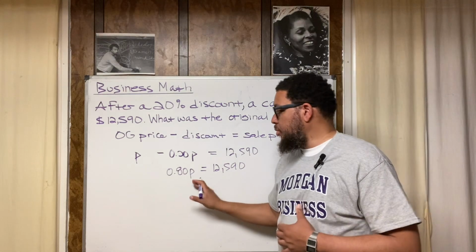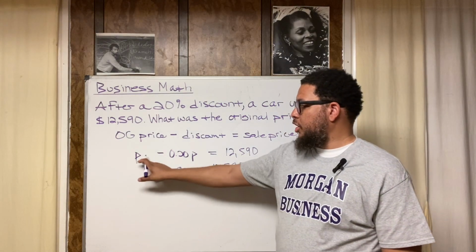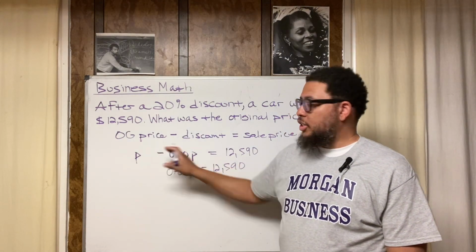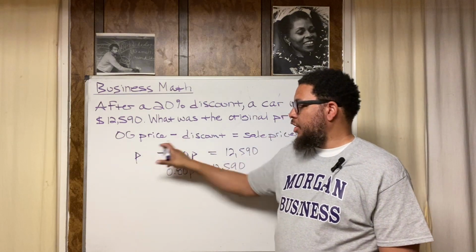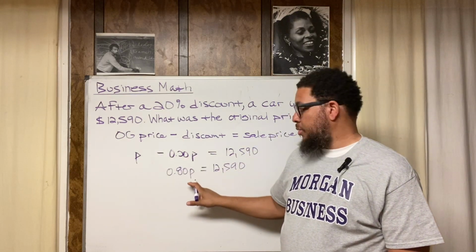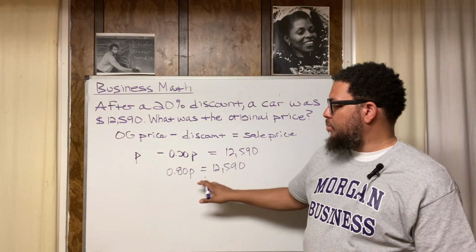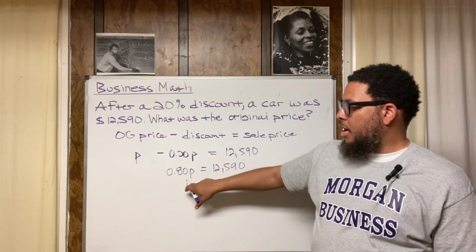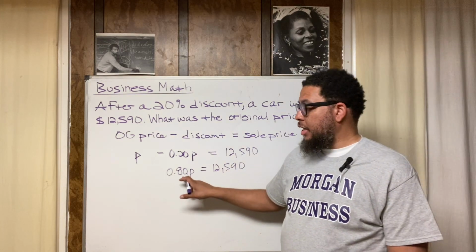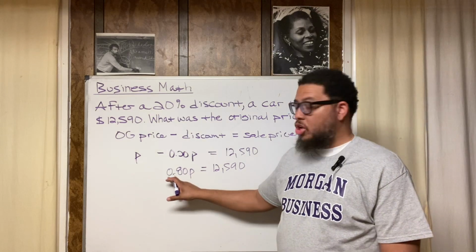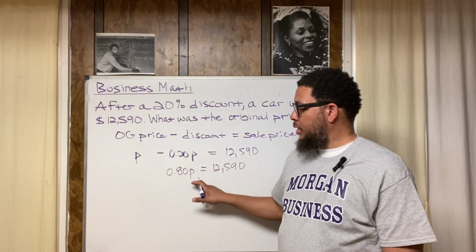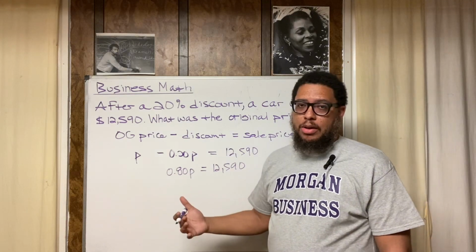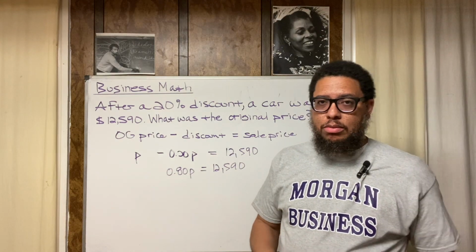So now I have the variable in one place, because before we had the variable in two different places. That's a challenge for us, so we had to fix that. We need the variable in one place if we want to solve for it. So 0.80P is equal to 12,590. I want to isolate P by itself, so I need to get rid of something. I have to get rid of this coefficient. 0.80 is the coefficient of P. So how do you get rid of it? You have to do the opposite operation. But hold up.